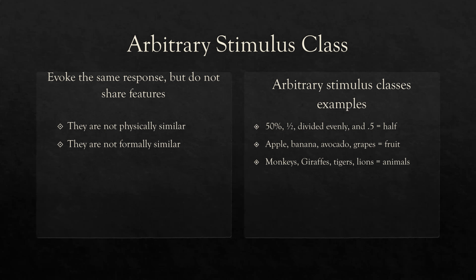When we say apple, banana, avocado, and grapes, what we're saying are fruits. Apples, bananas, avocados, and grapes don't necessarily share physical or formal similarity, but they all make up a stimulus class, and they evoke the same response of fruit. And then monkeys, giraffes, tigers, and lions all make up animals. So you can see all of our stimulus classes start to form these concepts, right? We start to form these heuristics where we combine different stimuli together, making classes and making concepts. Arbitrary stimulus classes are similar to functional stimulus classes, right? They evoke the same response. However, they just don't share the same features.